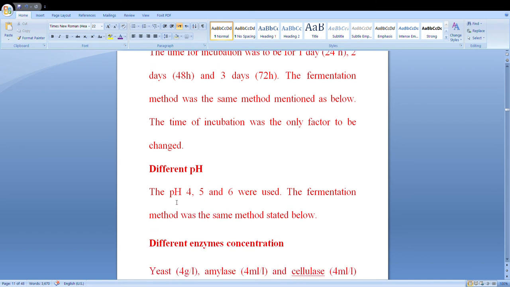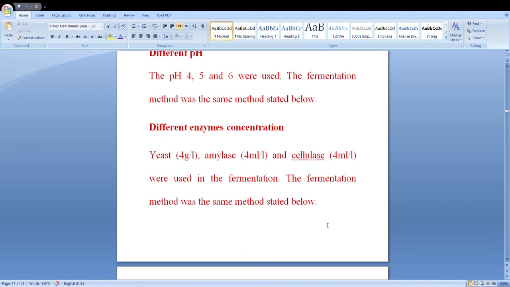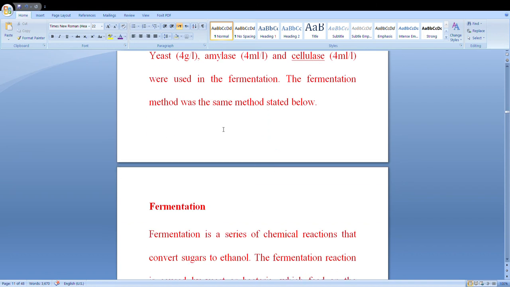Then different pH. The pH values 4, 5, and 6 were used. The fermentation method was the same as stated below. Then different enzymes: yeast, amylase, and cellulase. These three types of enzyme were used in this fermentation. The fermentation method was also the same.